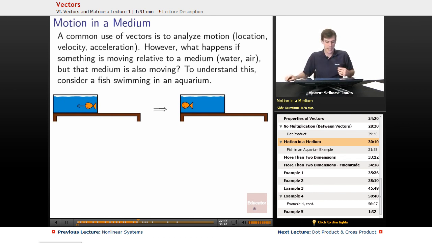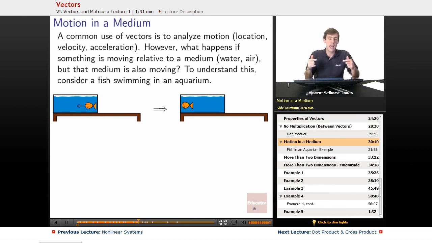I love this as an example. So first, we've got the fish. The aquarium is completely still. So we've got some table like this, and imagine that my arm here is the aquarium, and here's the table. So the fish is here, and the fish is swimming forward, and it gets to the other end of the aquarium. That's how it starts off in this picture here. The fish is the only thing moving.